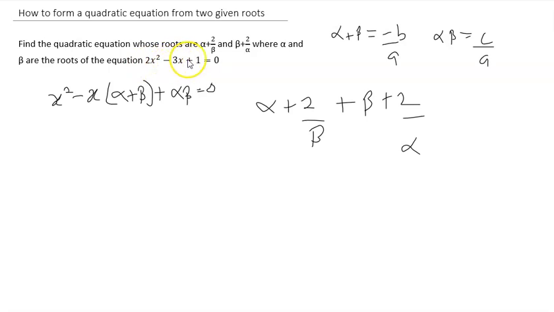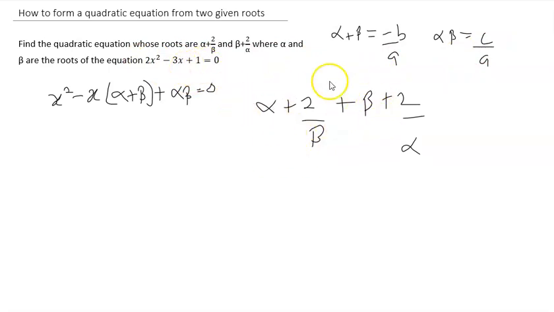Negative 3 represents b, and positive 1 represents c. Okay, it's as simple as that. Meaning that if we want to find alpha plus beta, we're simply going to do minus b over a. And that would be minus 3 divided by 2. We'll do that in a second. And c over a would be 1 over 2. That kind of a thing.